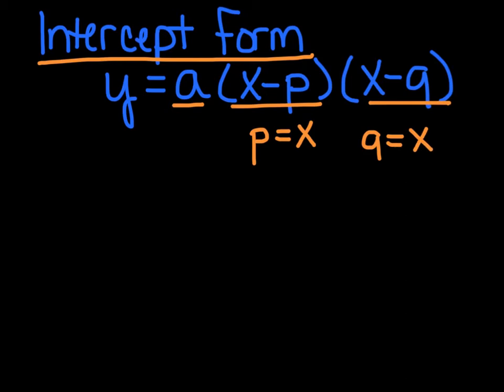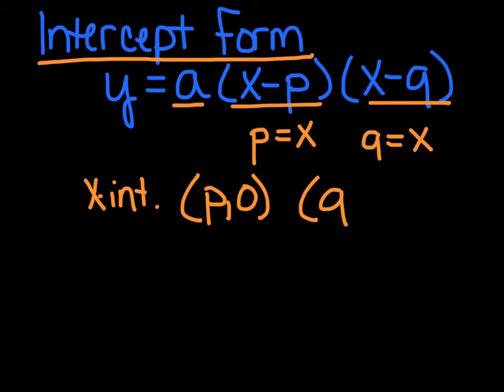That means we have x-intercepts at (p, 0), and we have one at (q, 0). So it's called intercept form because your intercepts are visible right here and right here. And so you could plot those 2 points on the graph, and then you could go halfway between them to find your axis of symmetry, plug that x value in to get your vertex, and then go from there to graph the parabola. So let's just do one example of that real quick.